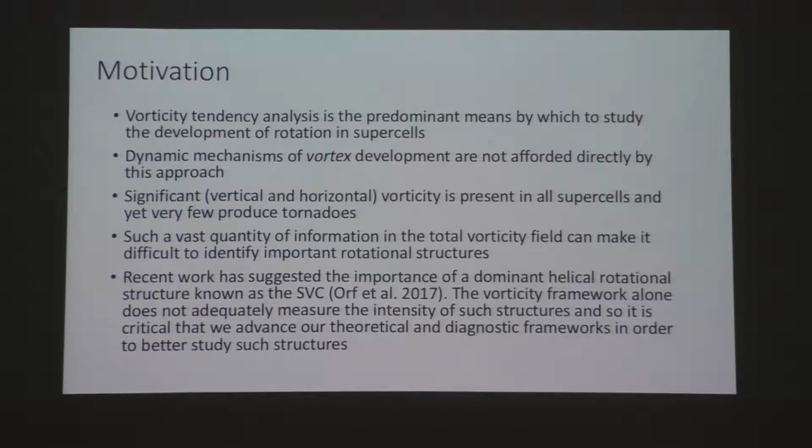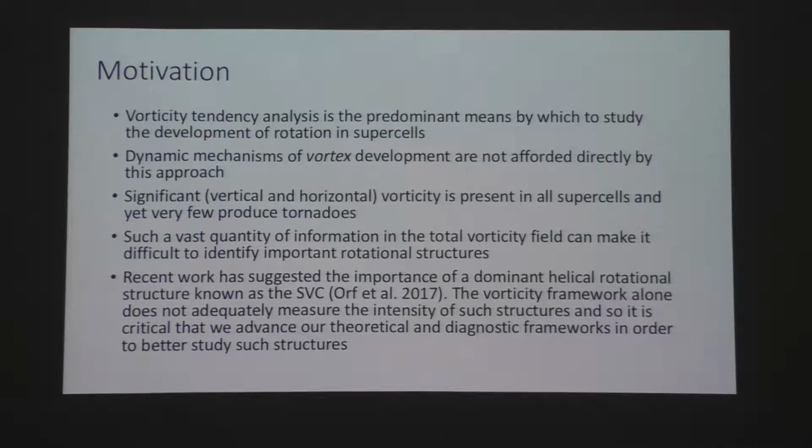So another motivation is that significant horizontal and vertical vorticity is present in all supercells, or at least all surface-based supercells have significant vertical vorticity at the surface. But very few produce tornadoes. So why do most of them have a lot of vorticity, but not go on to actually generate the rotation associated with a tornado?